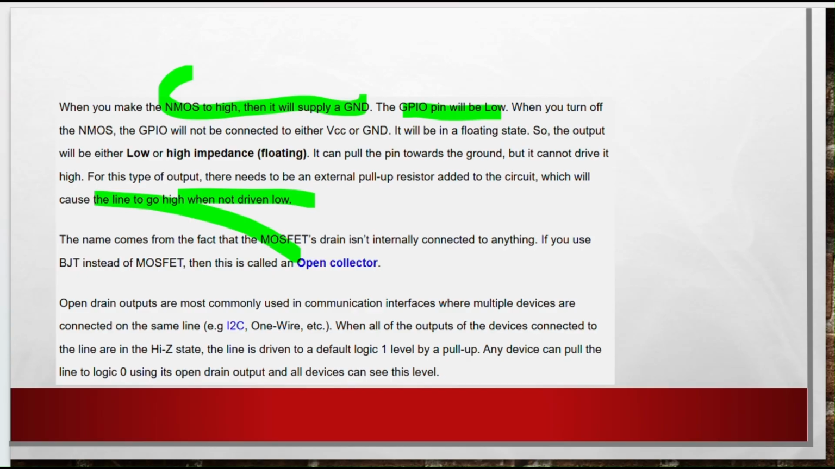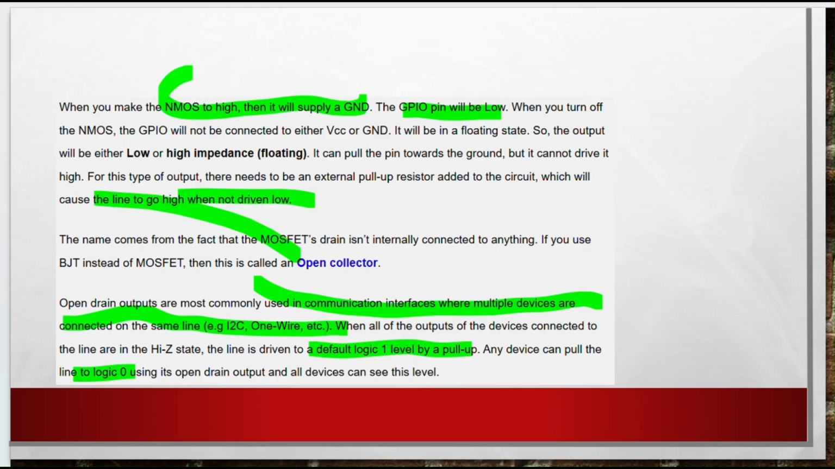The name comes from the MOSFET: the drain is not internally connected to anything. If we use a BJT instead of a MOSFET, then it is called open collector. Open drain outputs are most commonly used in communication interfaces with multiple devices connected to the same line, like I2C one wire. When all the outputs of the devices connected to the line are in high impedance state, the line is driven to a default logic 1 by the pull-up. Any device can pull the line to logic 0 using its open drain output. All devices can see the levels.